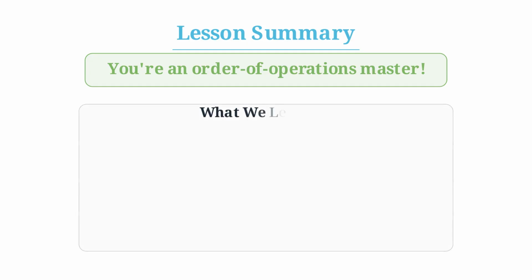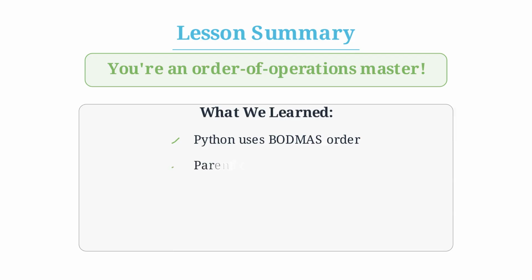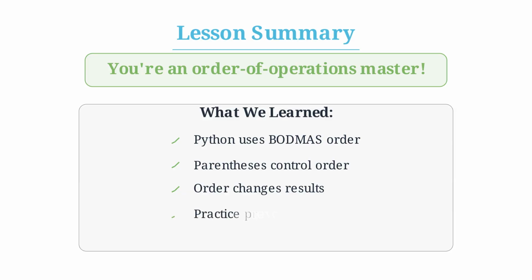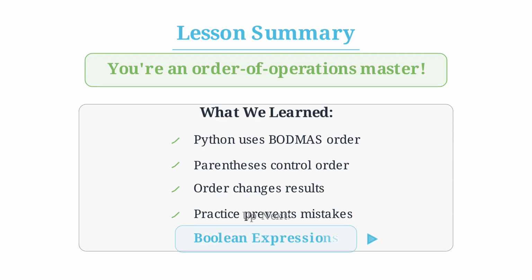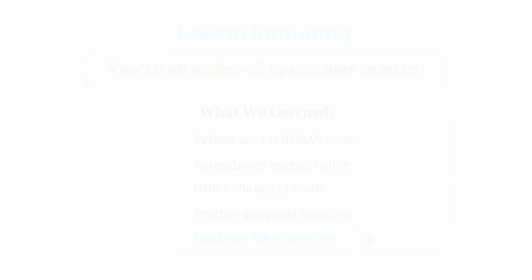We learned that Python follows the exact same BODMAS or PEMDAS rules as math class. The order is parentheses, then exponents, then multiplication and division, finally addition and subtraction. We discovered how to use parentheses to control exactly what happens when. And we saw how the same numbers with different order can give completely different results. You're ready for Boolean expressions next.